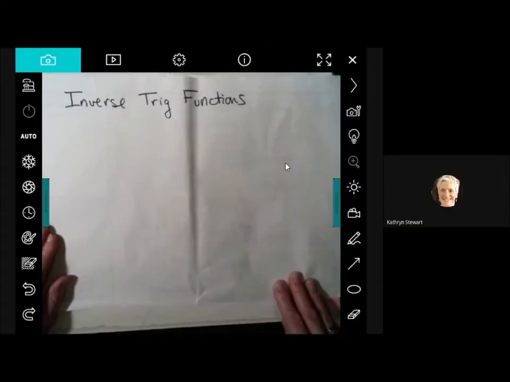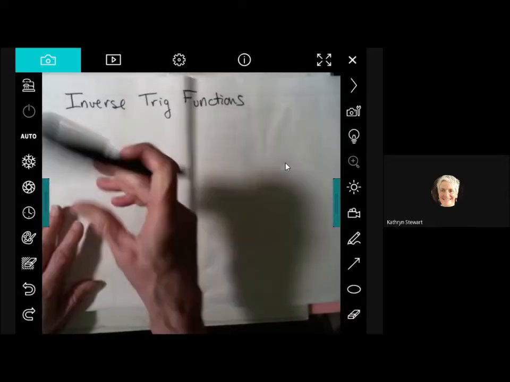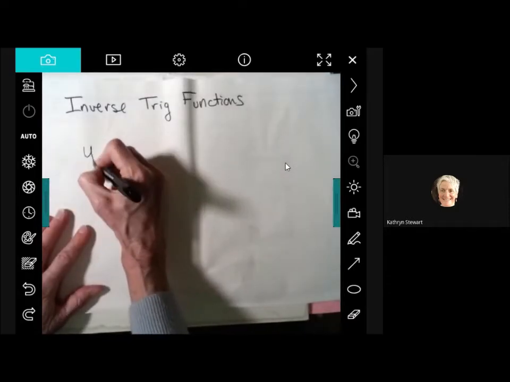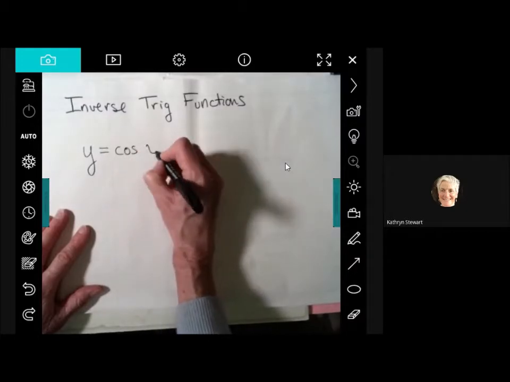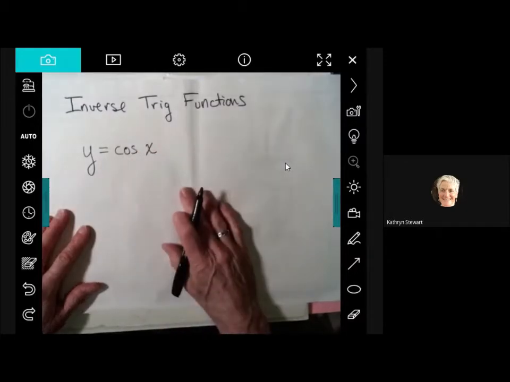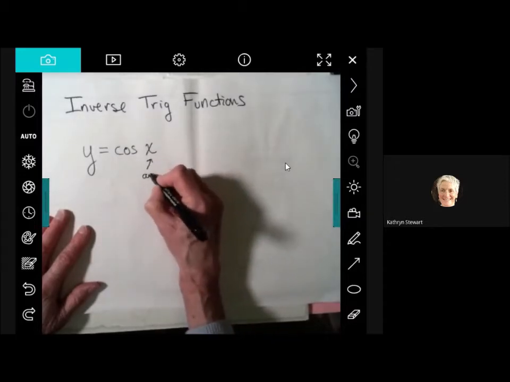We want to talk about finding the derivative of an inverse trig function. So perhaps we should just refresh our memory of what these inverse trig functions look like, shall we? Our trig functions, of course, are like cosine of x, sine of x, tan of x, and the reciprocal ones. So remember, in a normal function like this, the input is my angle.